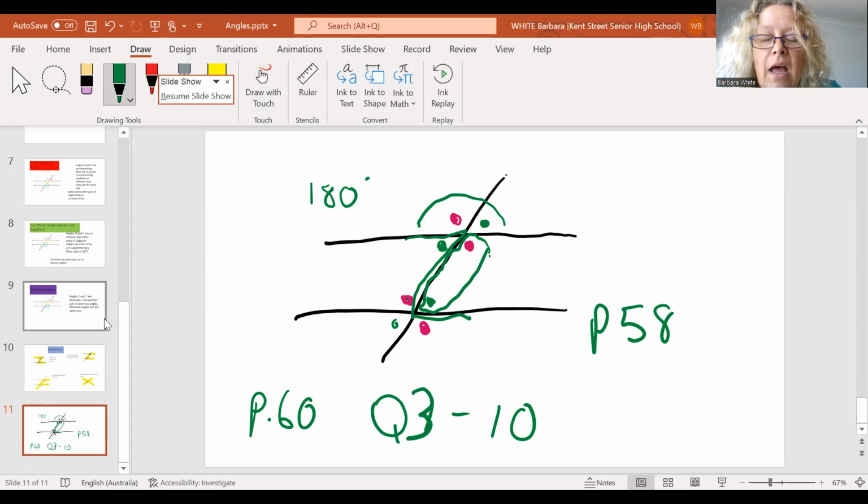Let's start at question 3. Just start at question 3 and work through each one. Make sure you ask for help. Make sure you've got the notes written down.